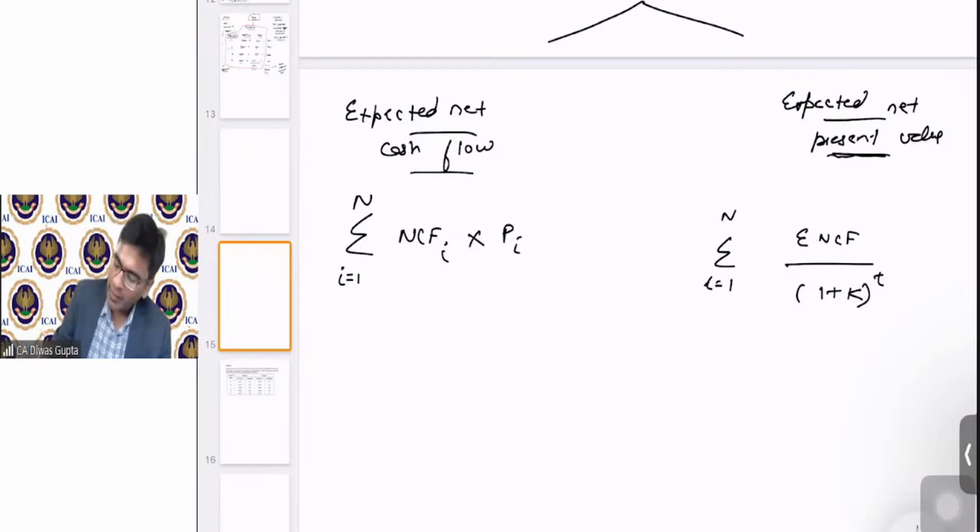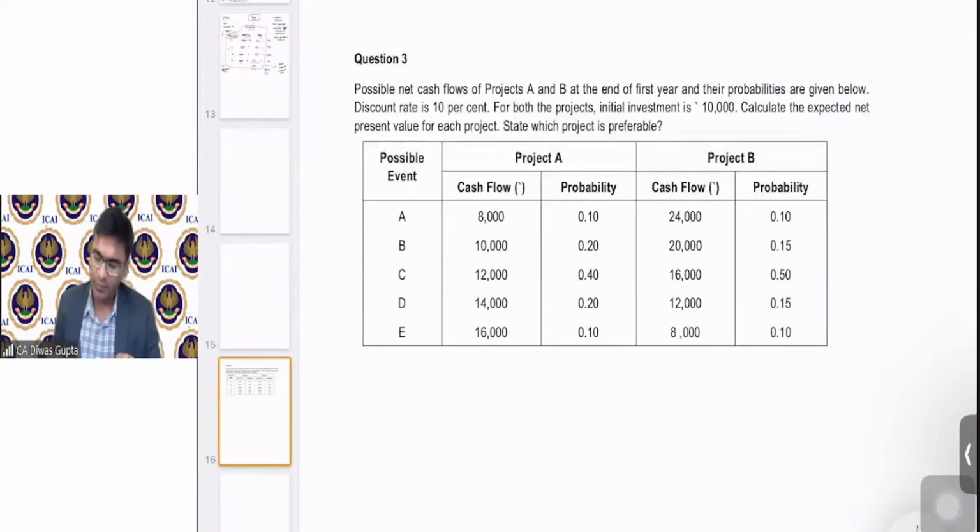So expected net cash flow, we have to divide it by the respective cost of capital for the different years. We will solve one or two questions, then we will be able to understand it better. Let's come to question number 3. The application of these is very easy and very simple, which we can check now. Okay, students?